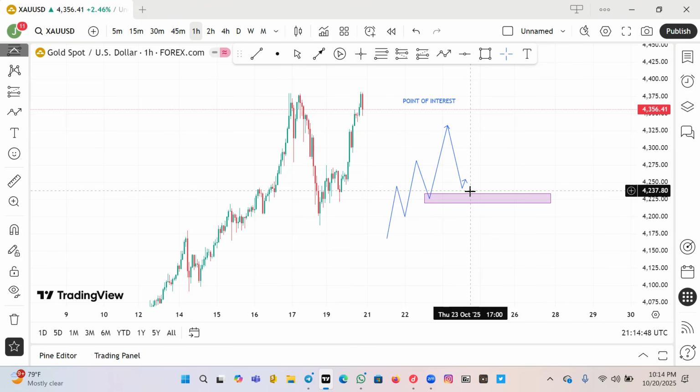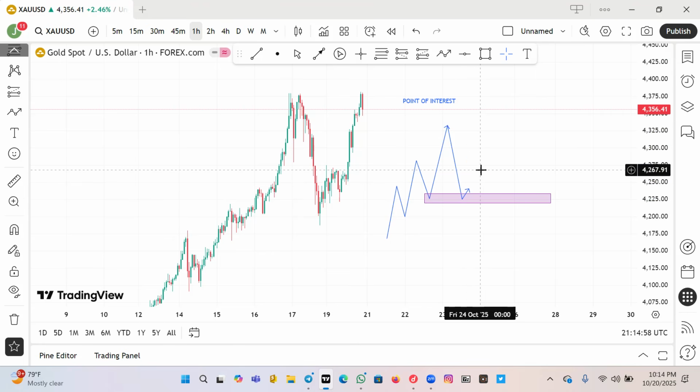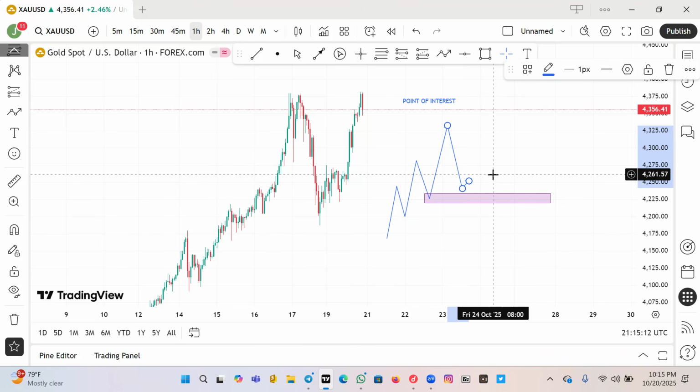So what are you going to be expecting? You're going to be expecting the market to come into this zone before you take your trade. Now, beginner traders would be rushing to take a trade when they see something like this. They'll be rushing to take their trade because of FOMO, fear of missing out.